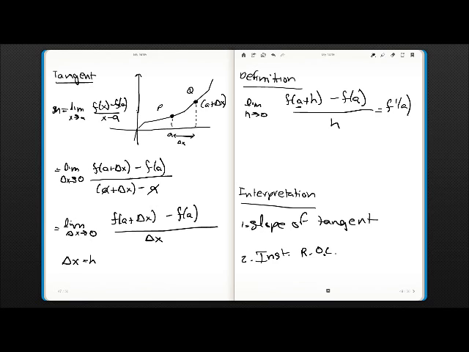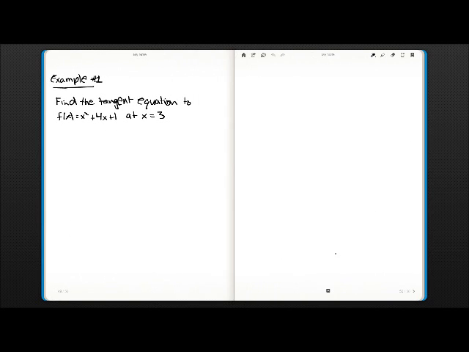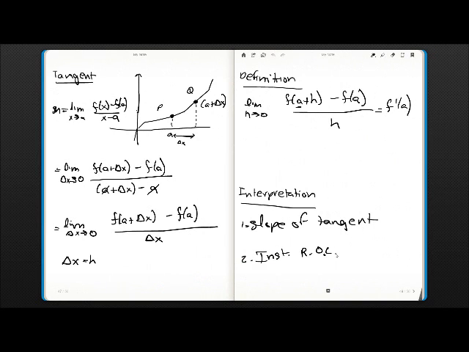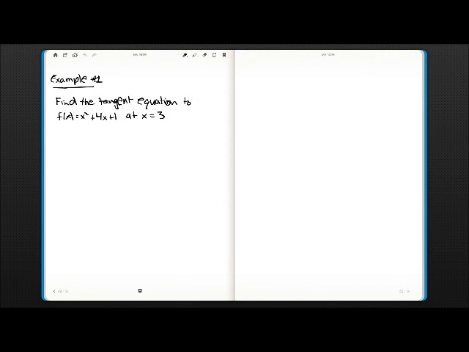So let's go towards an example, because that's always easy. And oh, one more thing. Using the definition, you can find any derivatives. This is pretty much the core of finding all derivatives.